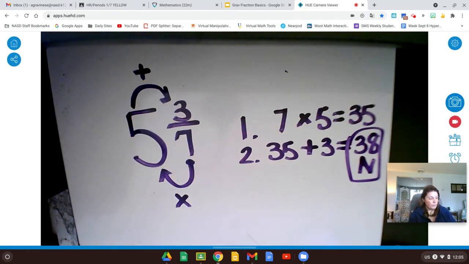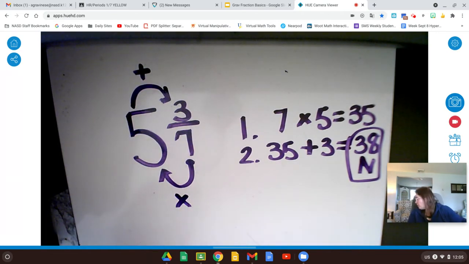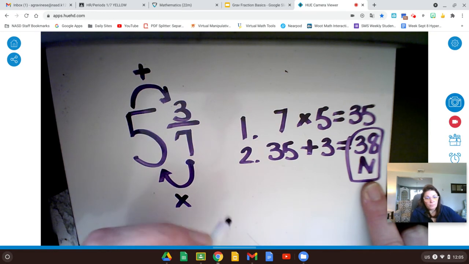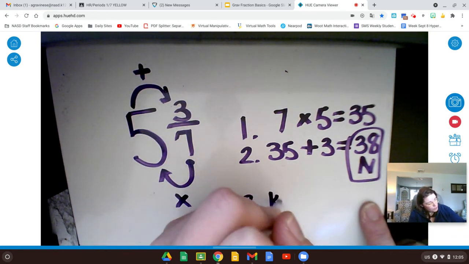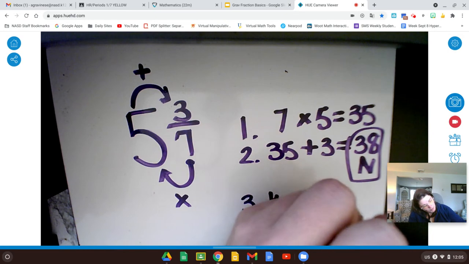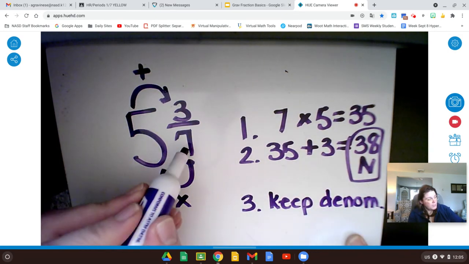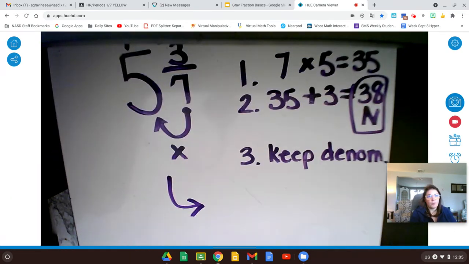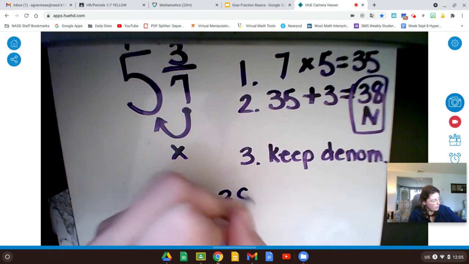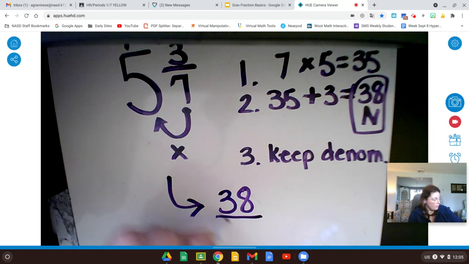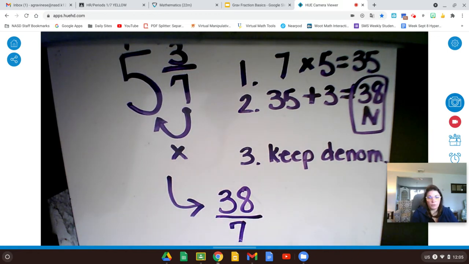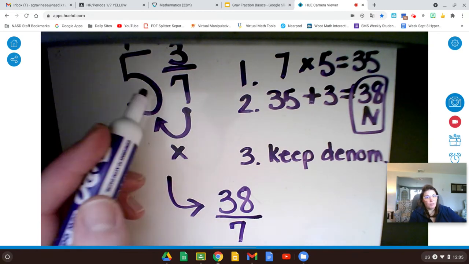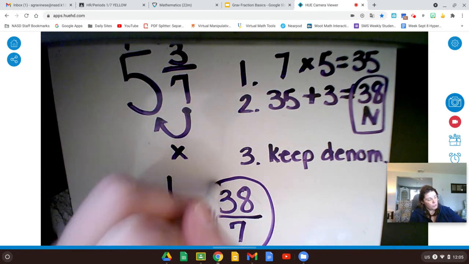So I know my answer will have 38 as its numerator. And then the last step is to keep the denominator the same, which is 7. So to write this as an improper fraction, we would have 38 over 7, or 38/7. That is equivalent to our 5 3/7. They are equal to each other.